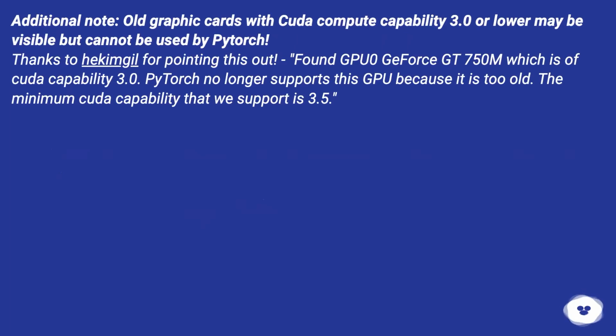Additional note: old graphic cards with CUDA compute capability 3.0 or lower may be visible, but cannot be used by PyTorch. Thanks to Hekimgil for pointing this out. Found GPU 0 GeForce GT 750M, which is of CUDA capability 3.0. PyTorch no longer supports this GPU because it is too old. The minimum CUDA capability that we support is 3.5.